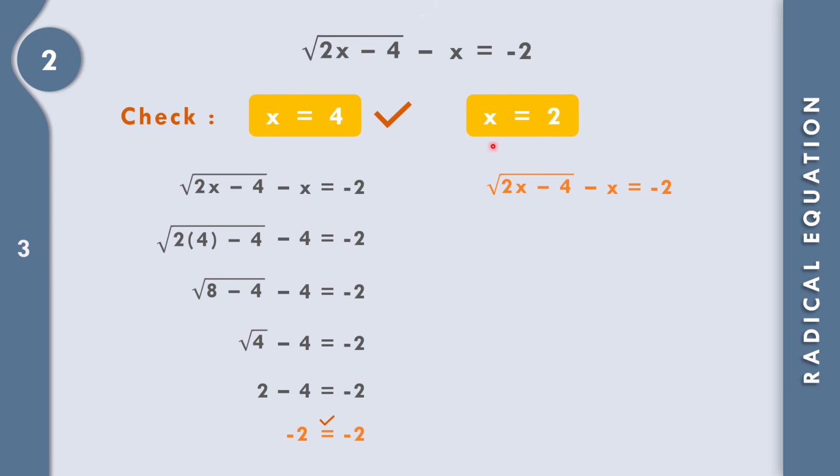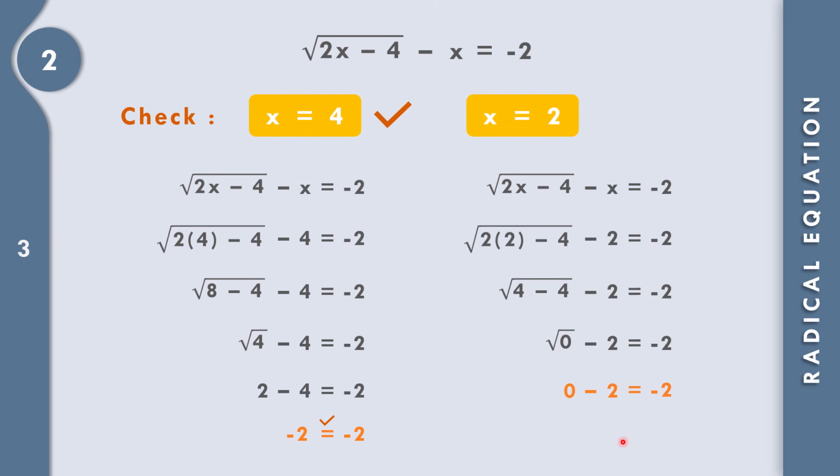So let us replace x by 2. The square root of 2 times 2, copy negative 4, replace x by 2, and then equals negative 2. 2 times 2 is equal to 4. Copy negative 4, copy negative 2. The square root of 4 minus 4 is equal to the square root of 0. The square root of 0 is 0, minus 2, copy negative 2. 0 minus 2, subtract, the answer is negative 2 equals negative 2. So it is equal also, so it means 4 and 2 are the solution set.